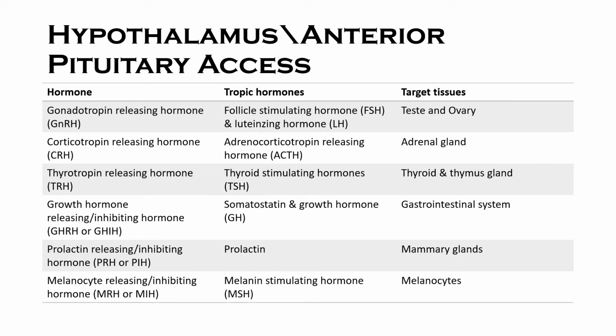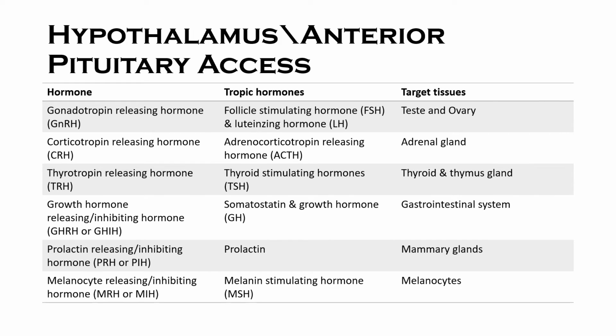So there are numerous tropic hormones that are associated with various hypothalamic hormones. You guys do have to be familiar with some of them, so we'll just walk through them. On the very first column, those are your hypothalamic hormones. In the middle are your tropic or anterior pituitary hormones, and then the very last column is just the tissues that they target. So from the hypothalamus is the release of gonadotropin-releasing hormone. It stimulates the release of follicle-stimulating hormone and luteinizing hormone from the anterior pituitary, and these hormones, FSH and LH, then act on the testes and the ovaries.